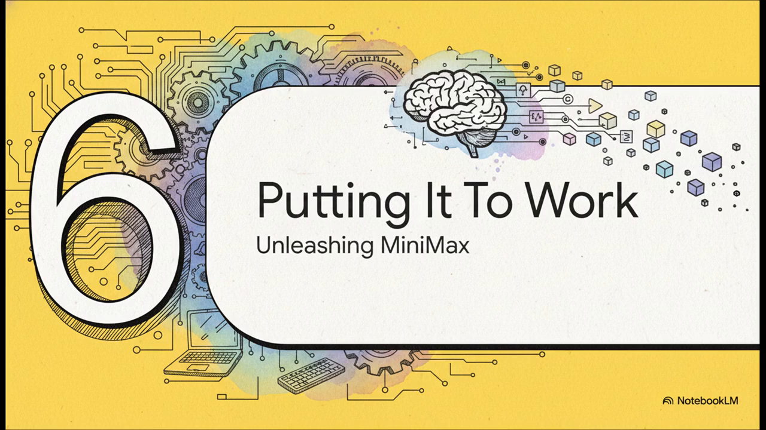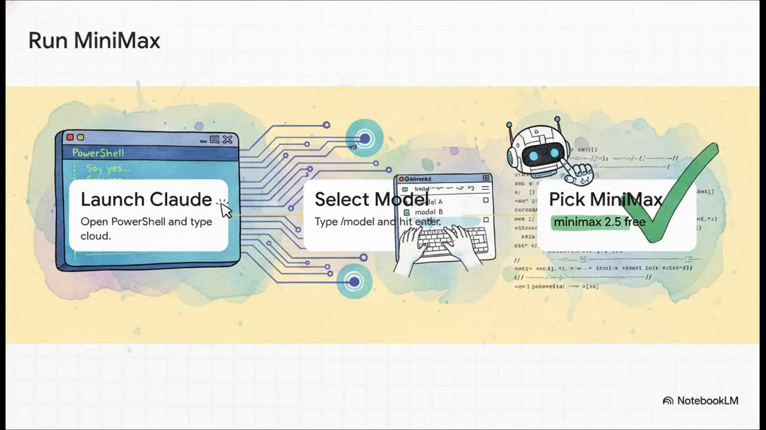Finally, Section 6, putting it to work. Unleashing MiniMax. This is where all your simple setup steps finally pay off. To fire up your newly built AI agent, open PowerShell one last time and type claude. Go ahead and say yes to any basic prompts that pop up. Once it's running, type /model and hit enter.